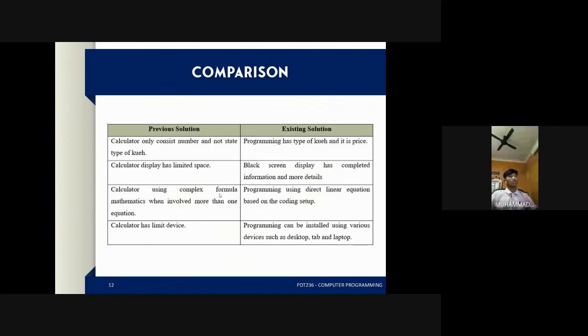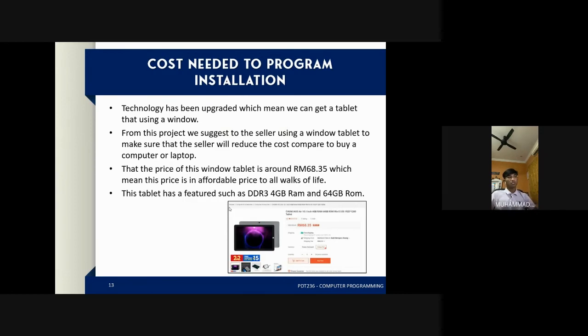Okay, for the second comparison, for the previous solution, which is a calculator, the display has limited space, compared to the existing solution, which is programming using direct linear equation based on the coding setup. For the last comparison, for the previous solution, a calculator is a limited device, compared to the existing solution, programming, which can be installed on various devices such as desktop, tab, and laptop. Thank you. Okay, I will pass to Alip to talk about the cost needed for program installation.